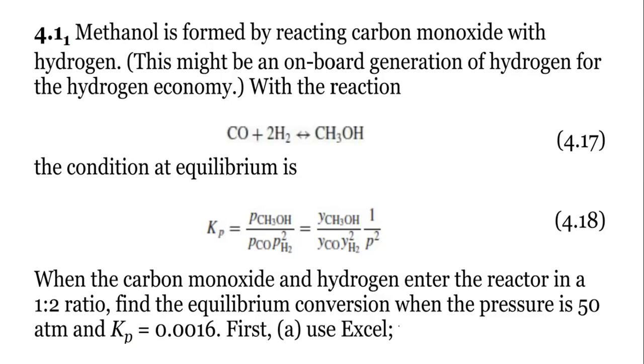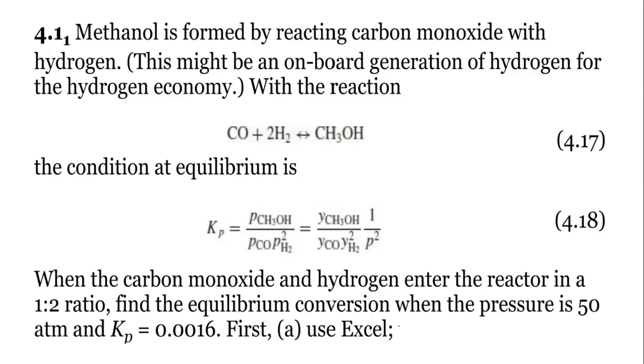So here carbon monoxide and hydrogen produce methanol, that is a reversible reaction, meaning forward as well as backward reaction is happening here. The condition at equilibrium means when the forward reaction and backward reaction are equal, at that time we call it reaches an equilibrium.